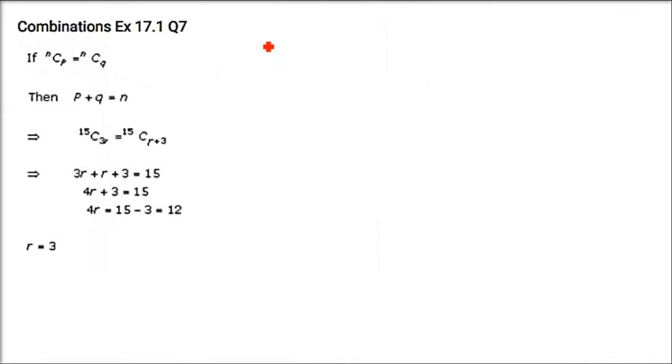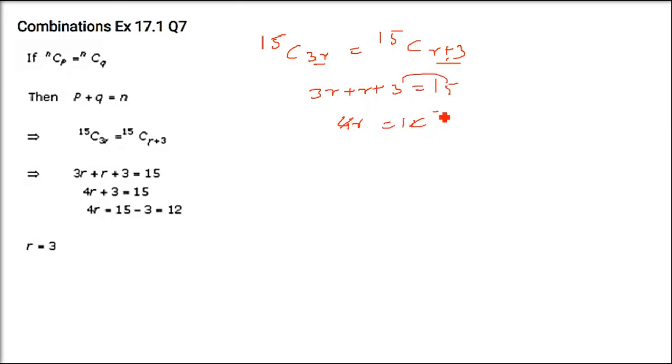Now we have 15C3R is equal to 15CR plus 3. Now 3R plus R plus 3 is going to be equal to 15. So 4R equal to 12. R will be equal to 3.